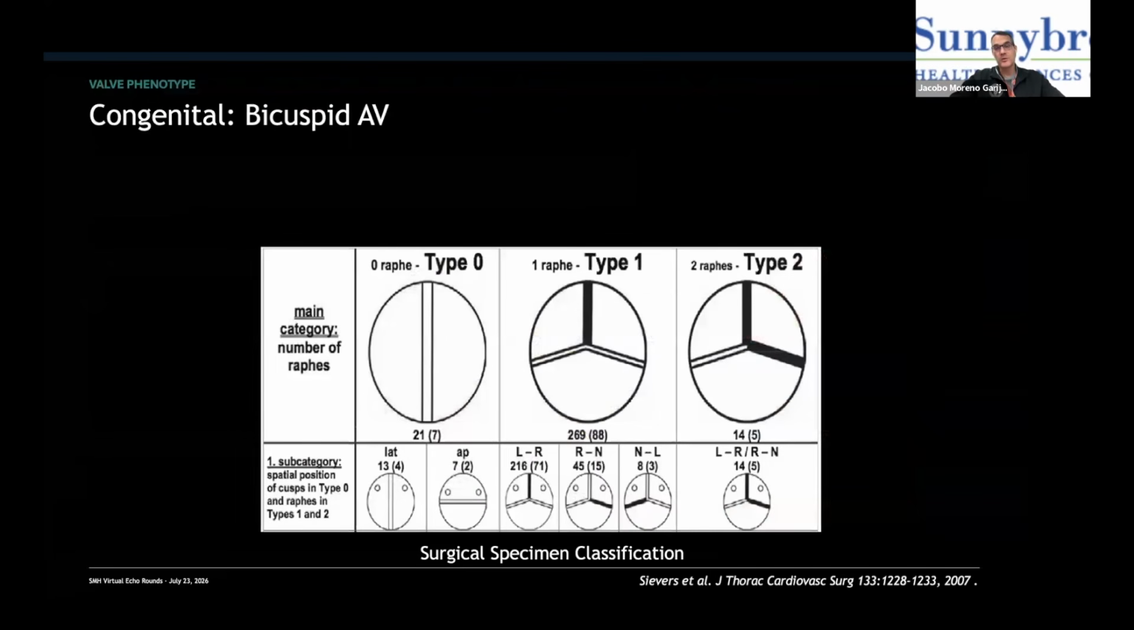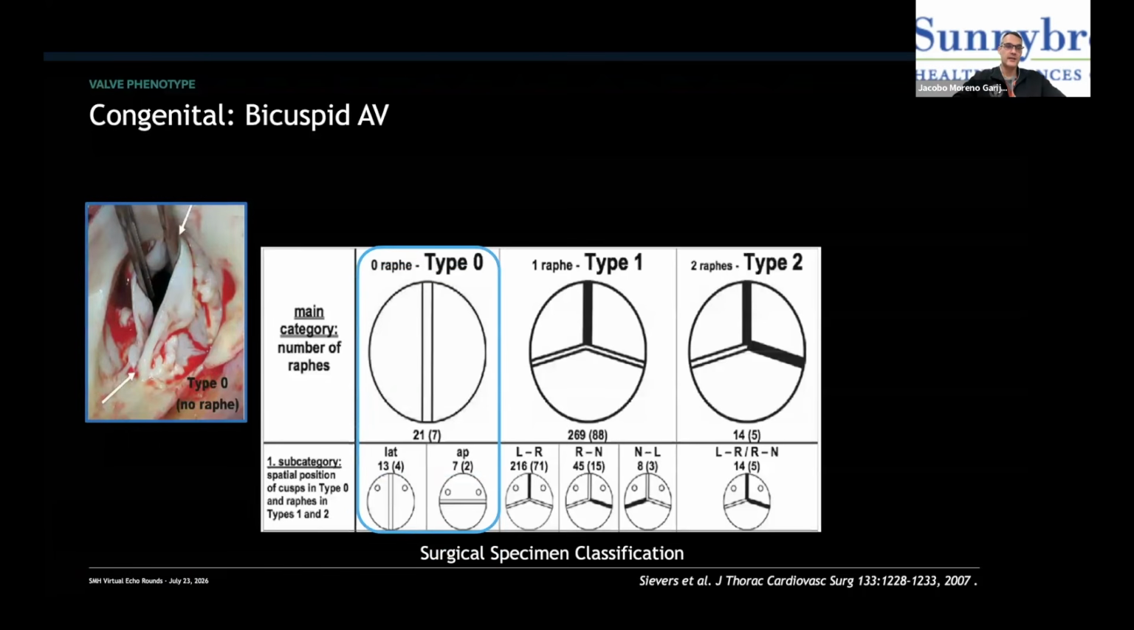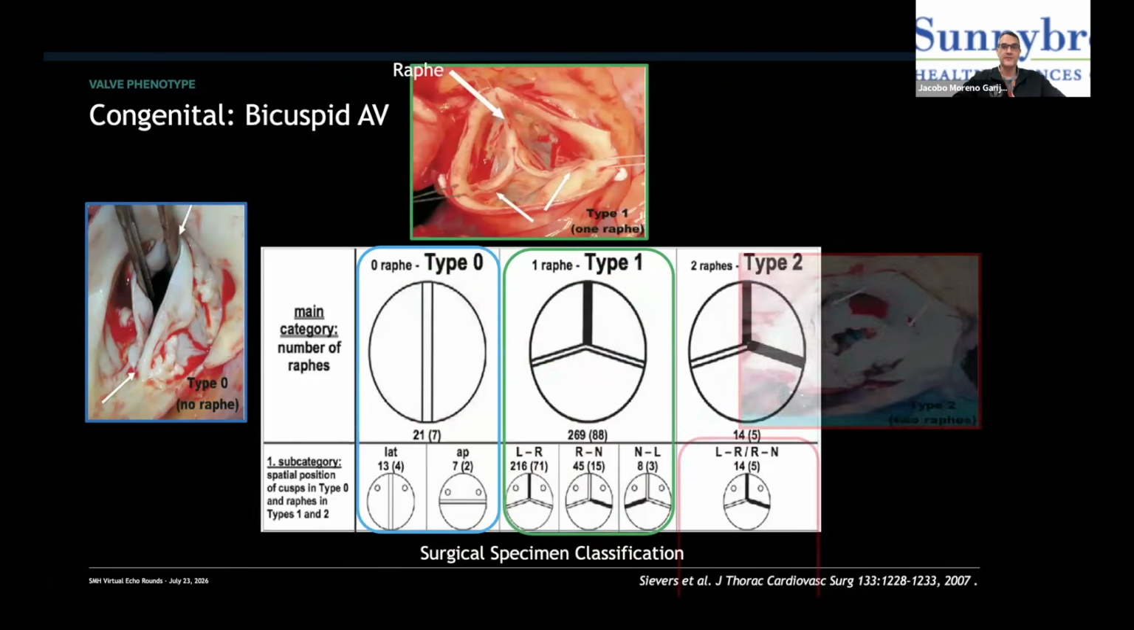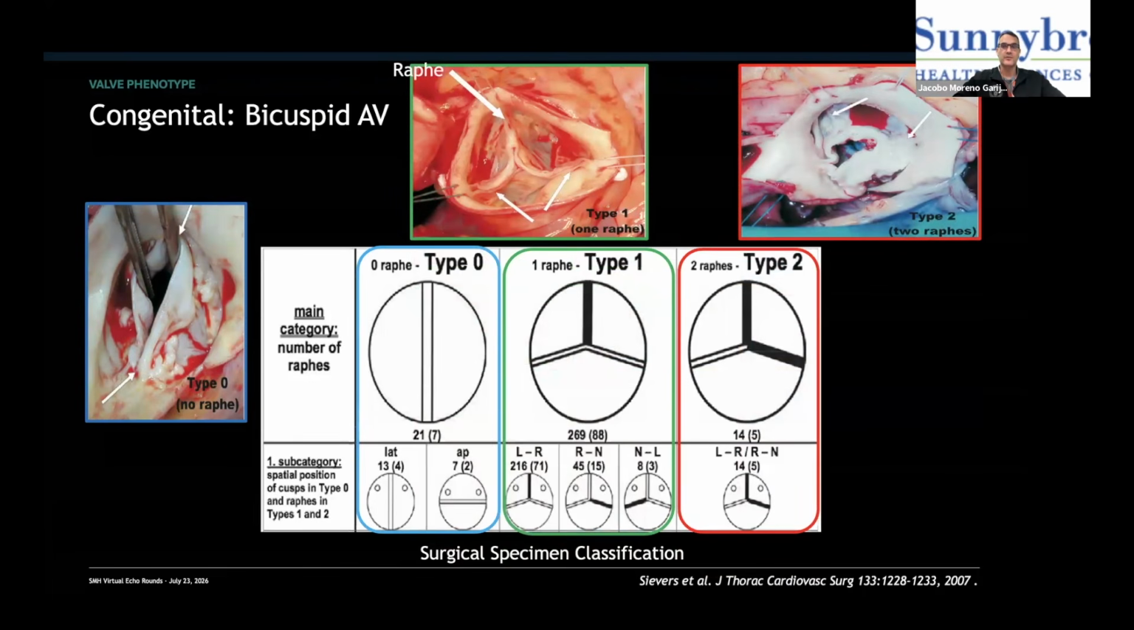Okay, if we go to the most frequent one for congenital, that's going to be your bicuspid aortic valve. We started with the Sievers classification back in 2007. They describe type 0, type 1, type 2, depending on the number of raphes. It's based on a surgical specimen classification. Type 0 is when there is no raphe, type 1 when you only have one raphe, and then this is an example of type 2 with two raphes.